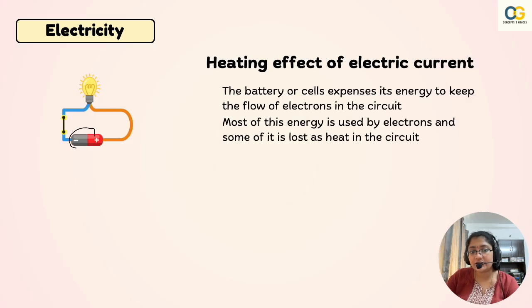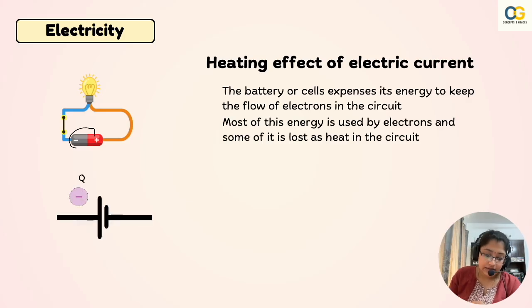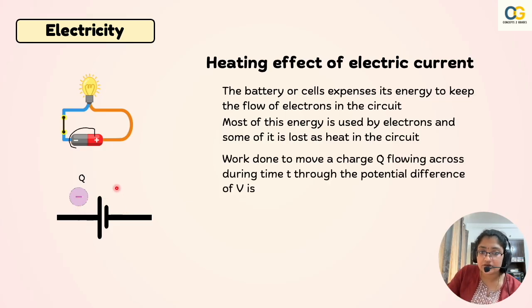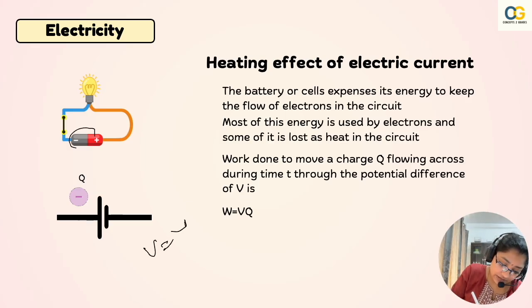Now how do we calculate how much heat is dissipated? Let us say the work done to move this charge across this potential difference. Okay, so work done to move this charge Q flowing during the time t through the potential difference of V. If I take this charge and move it from here to here across this potential difference for a time t, then I'll give the work done as potential difference into Q. We know that potential difference is work done by Q, right? So I will multiply this Q with potential difference to get my work done.